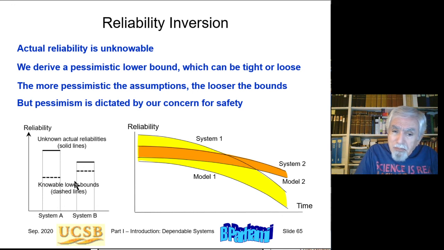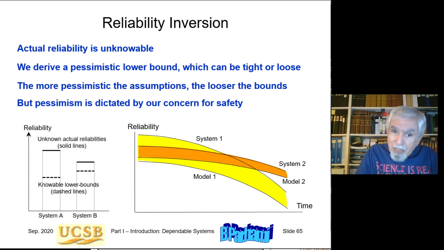And if you have two systems, one of them has a lower reliability, again unknowable, but we can establish a lower bound for it that is closer to the actual value. Now look at these two systems. This one is more reliable than this one in actuality. The bound that we obtained for this one is lower than this one. And therefore, if we were to judge which of these two systems is better to use, we'll have to pick this one because the lower bound is larger.